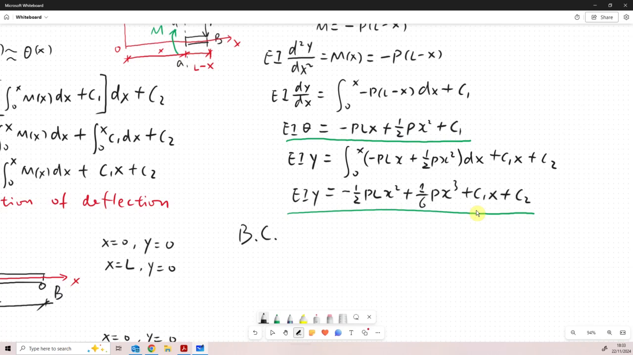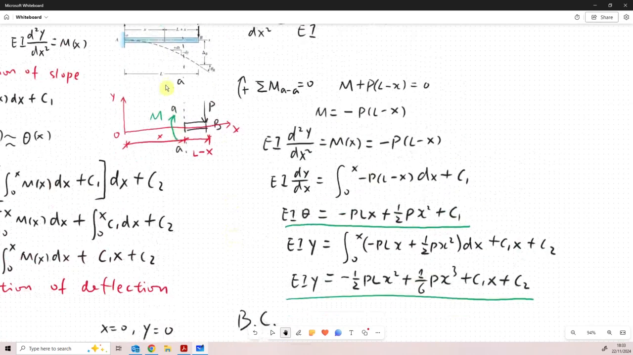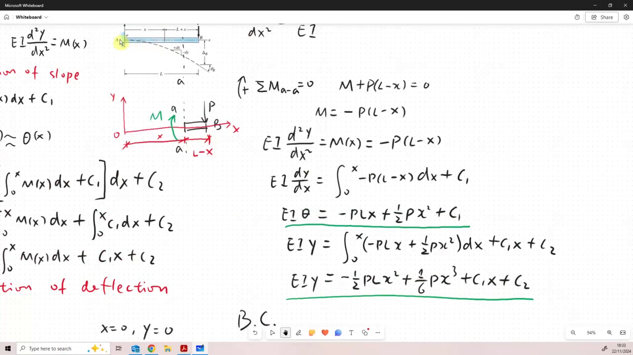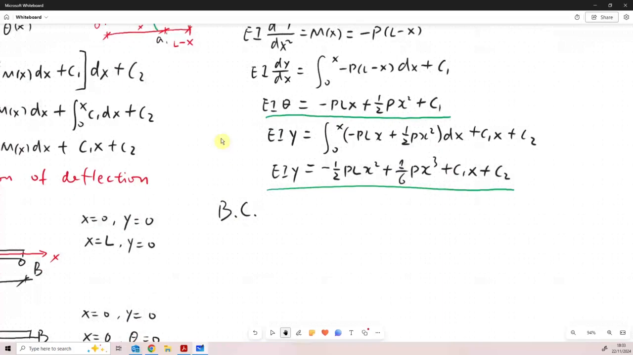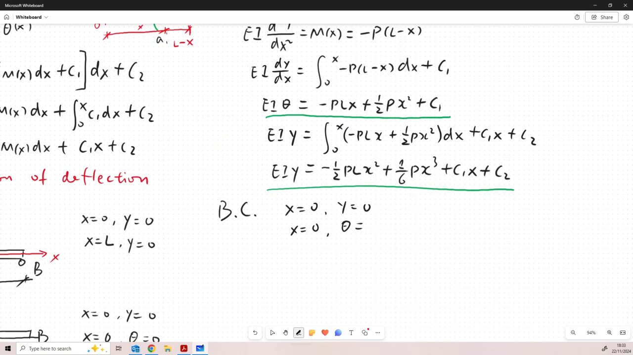The boundary condition is that this is a cantilever beam. At point A, x equals 0, y equals 0. There's no deflection at point A. Also, there's no rotation at point A, so the rotation theta is equal to 0. So now we write down the boundary conditions here. x equals 0, y equals 0, and also x equals 0, theta equals 0. Okay, these are the two boundary conditions.